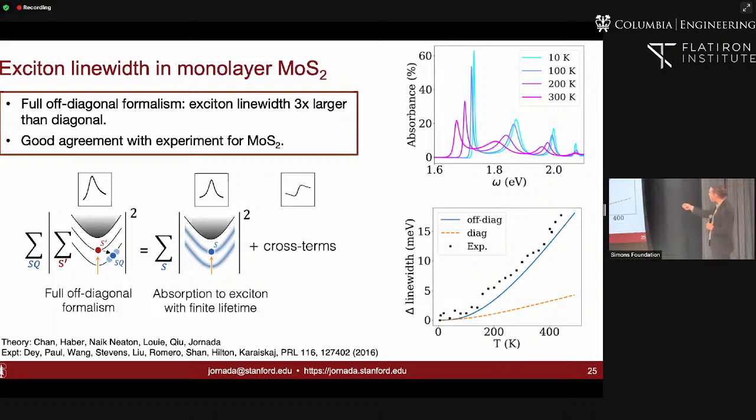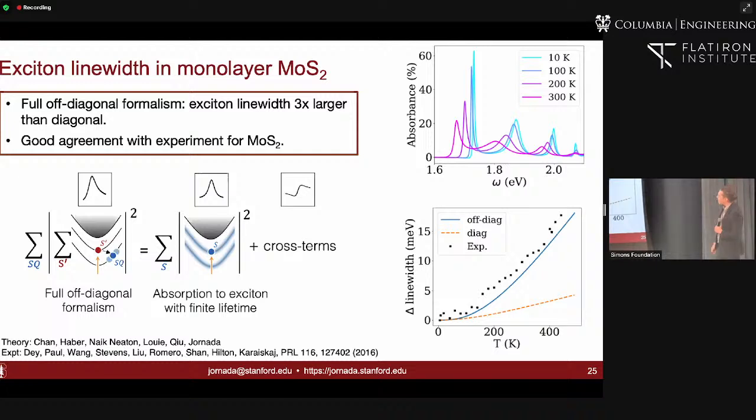And very interestingly, we can compute the change of the line width relative to, say, zero temperature. If you include this diagonal approximation that people typically use, it turns out that you dramatically underestimate the line width by a factor of 3 or so. And those off-diagonal effects that I mentioned are quite important if you want to describe experiment.